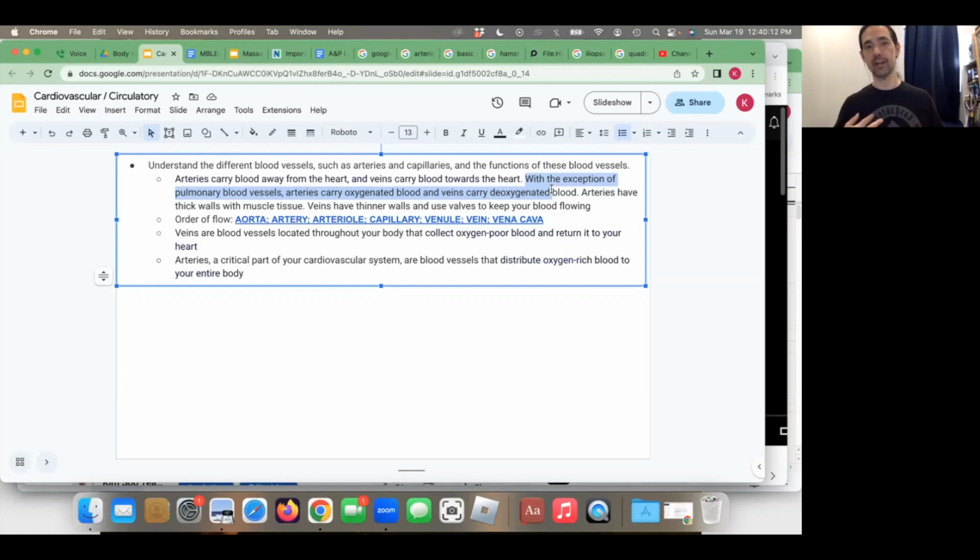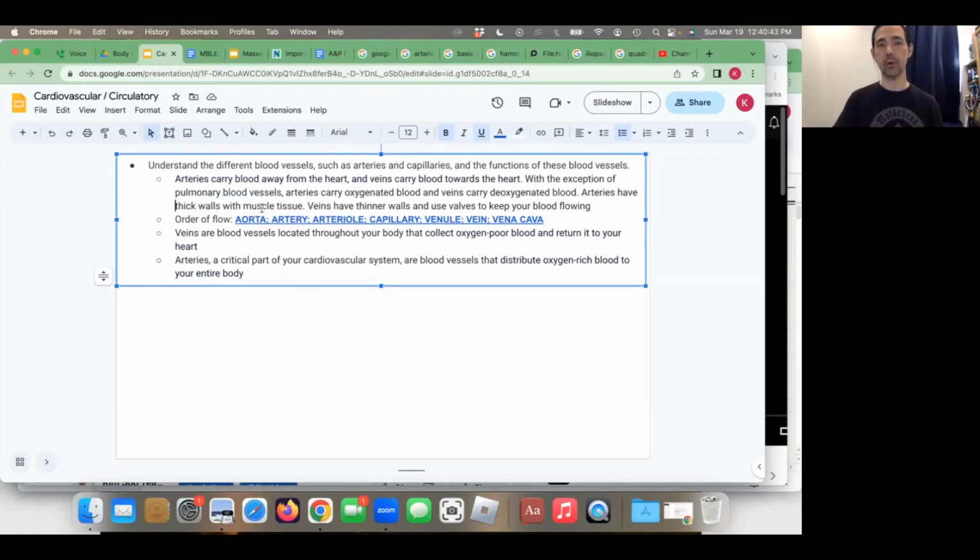The arteries carry deoxygenated blood away from the heart to the lungs, and the blood picks up oxygen, and the pulmonary veins carry oxygenated blood from the lungs back into the heart. The veins carry oxygenated blood to the heart from the lungs. So with the lungs, it's reversed. Arteries carry oxygenated blood throughout the body. Veins carry deoxygenated blood from the body back to the heart.